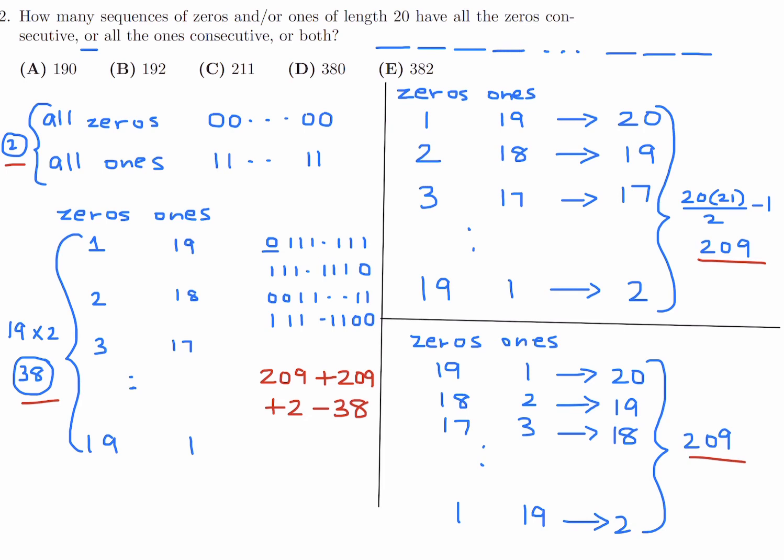A better way of explaining that is that if you were to take all of these guys and all of these guys and look at them, you'll notice that some of them will have been overcounted. By how much? By 38. Because, for example, this one, which is 1, 0, and 19 ones, is one of these guys, 1, 0, and 19 ones. But it's also one of these guys, 1, 0, and 19 ones. So that's why the double count has to be subtracted. So if you do this, 209 plus 209 plus 2 minus 38, it's 382. And therefore, the answer is E.